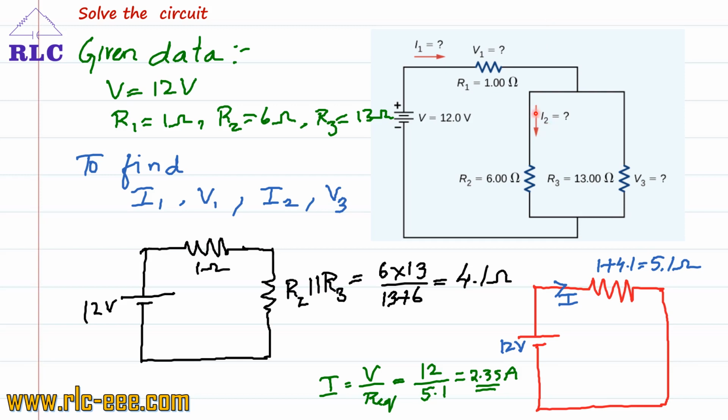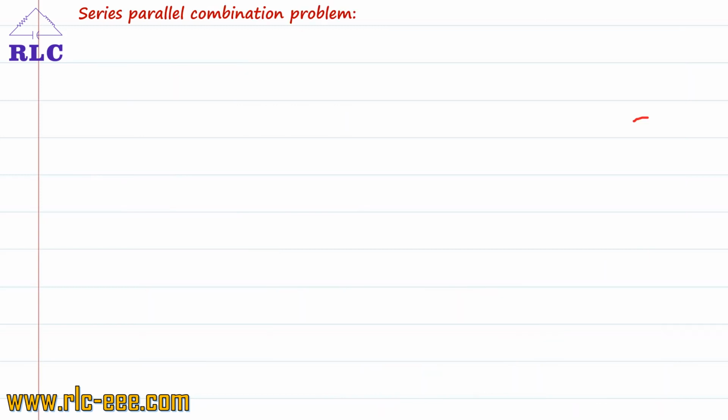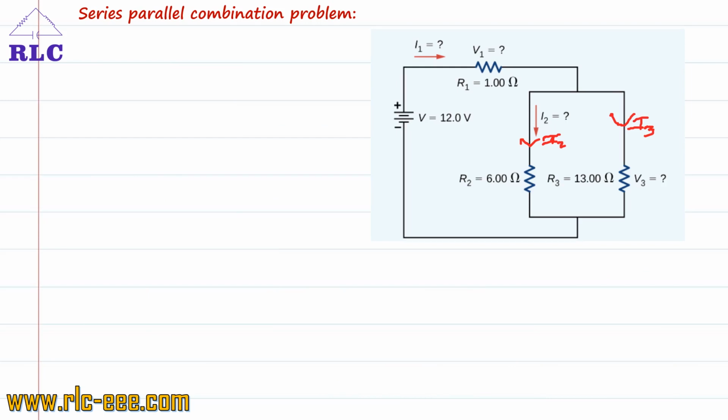So next what we need to find is I2. Which method do we apply? Let's discuss. We already found the value of I1. I1 is nothing but your main current, that is I is equal to 2.35 amps. Correct? Now we need to find the value of I2 and I3. We can't apply KCL because both are unknown. Correct? So we discussed already about the current division rule.